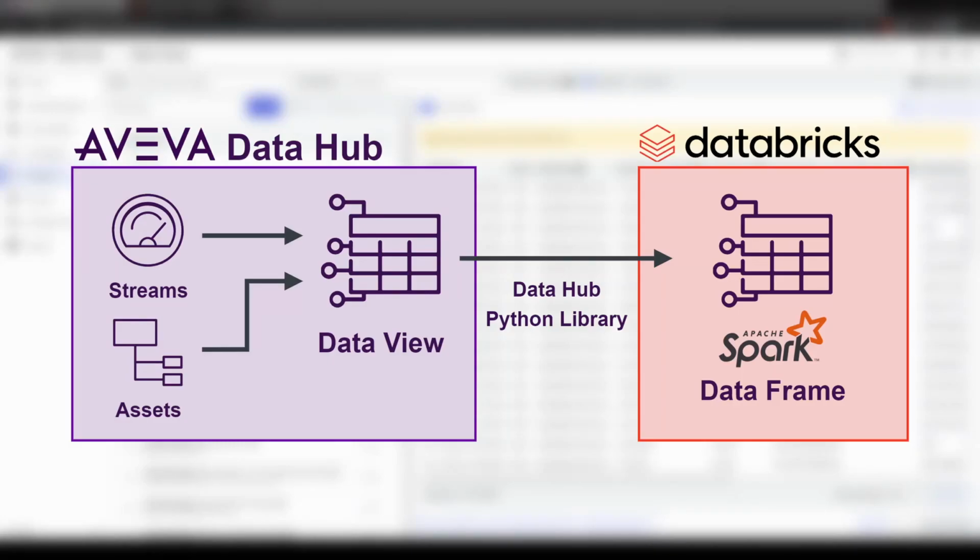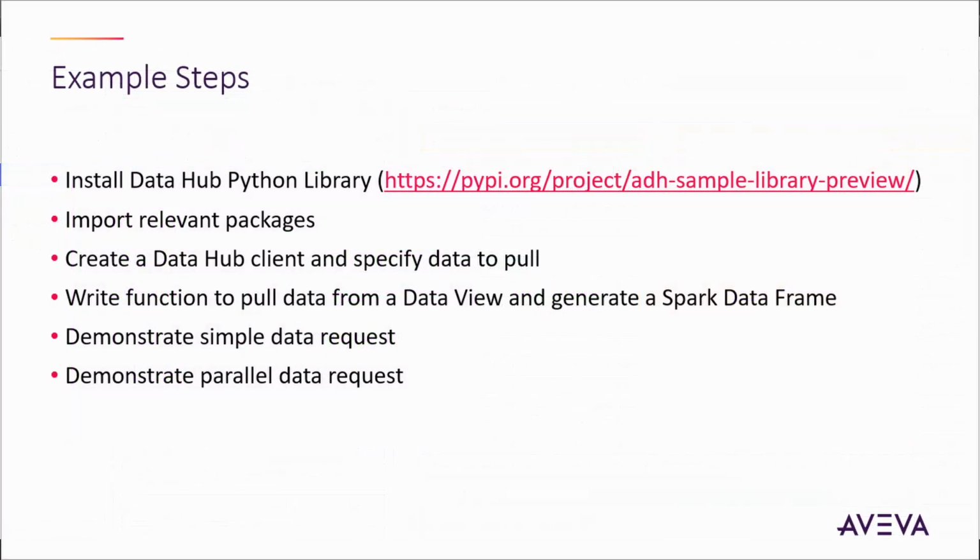Today, we are going to learn how to retrieve data from data views created in AVEVA Data Hub and write them to PySpark data frames. We will do this by installing the Data Hub Python library, importing relevant packages, creating a Data Hub client and specifying what data to pull, writing a function to pull data from a data view and generate a Spark data frame, and finally, demonstrating simple and parallel data requests using the function.